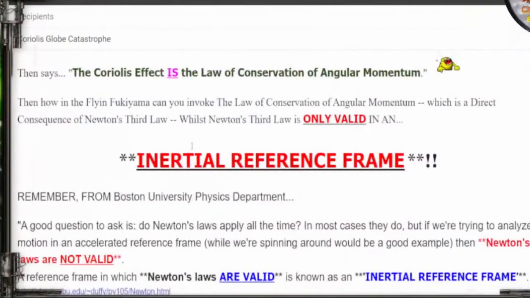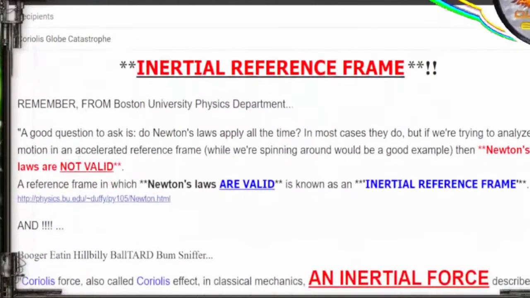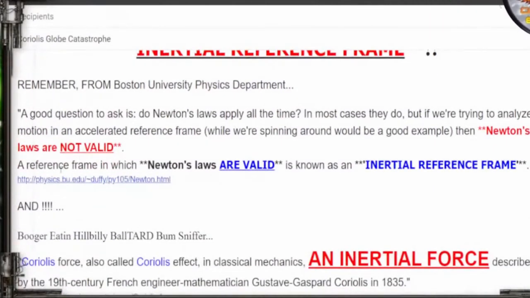So, again, how can you invoke the law of conservation of angular momentum, which is a direct consequence of Newton's third law, whilst Newton's third law is only valid in an inertial reference frame? How can you do that? Unbelievable.